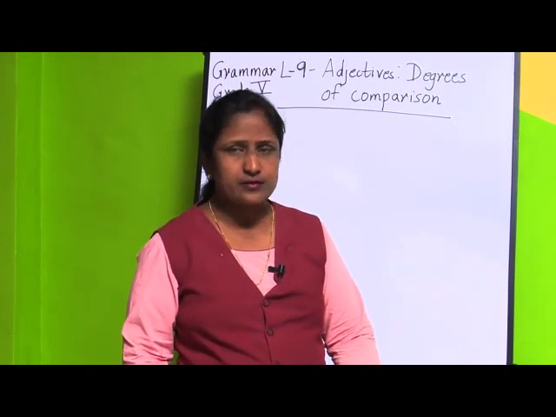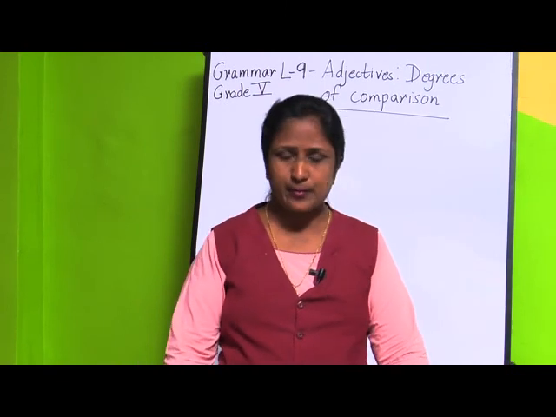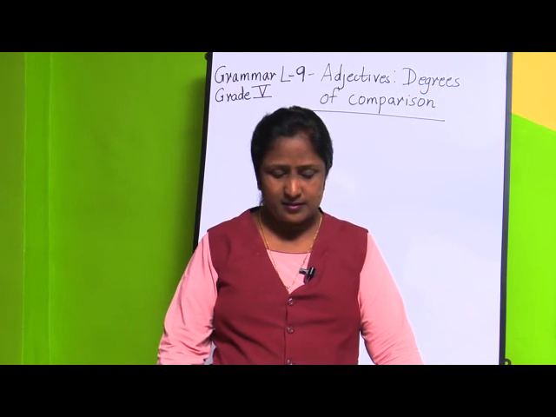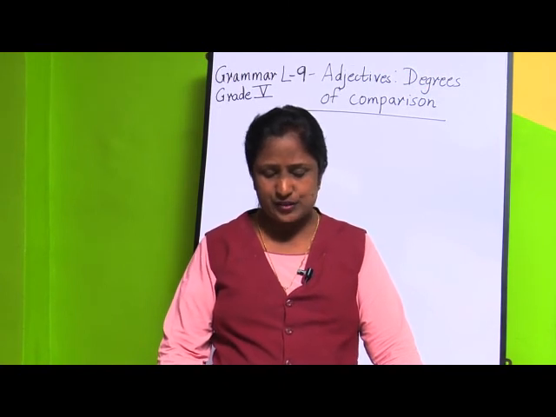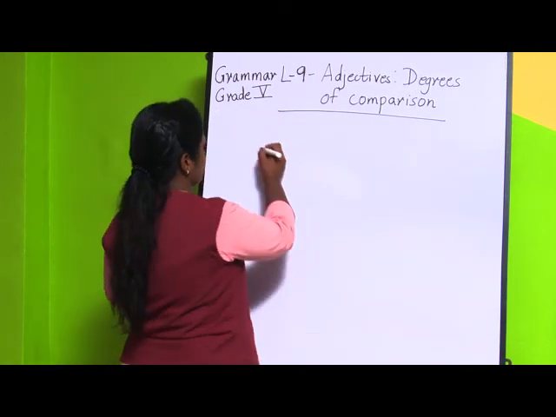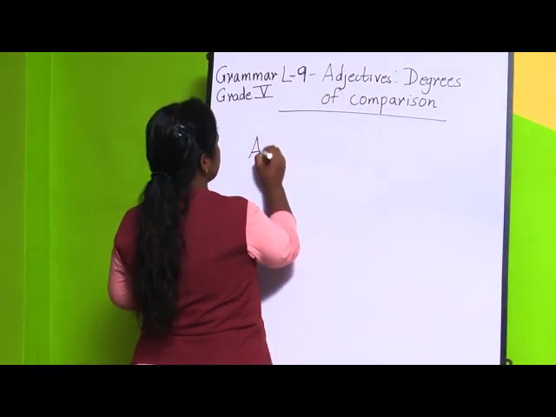If you look in your workbook, in your grammar book, at the first picture, you can see the picture of Ajay, Vijay and Rajesh. Now if I write a sentence like this, Ajay is tall.